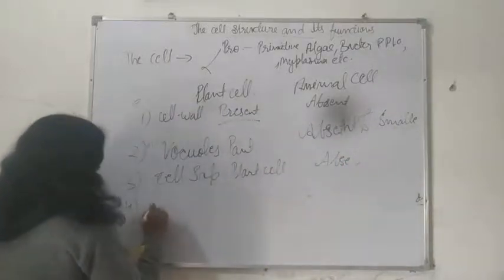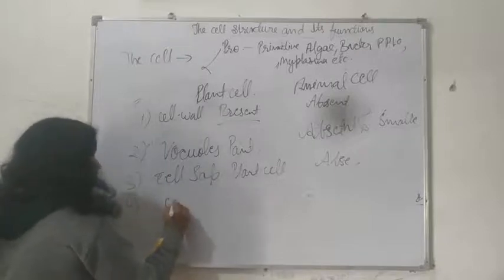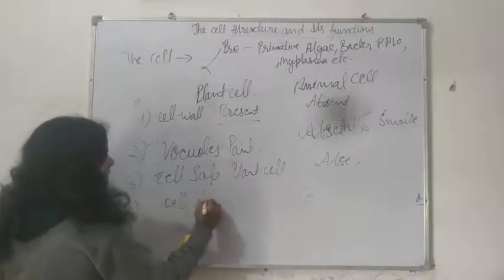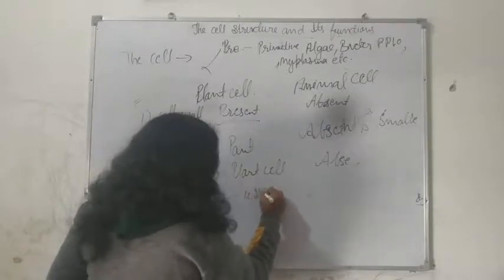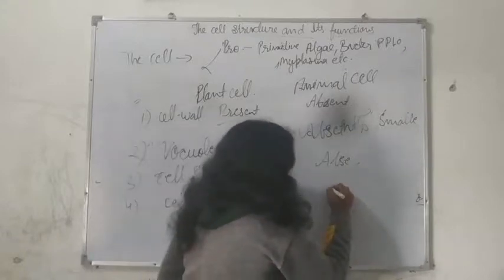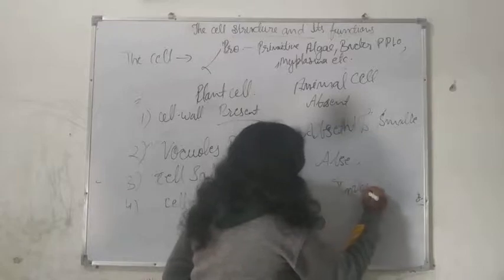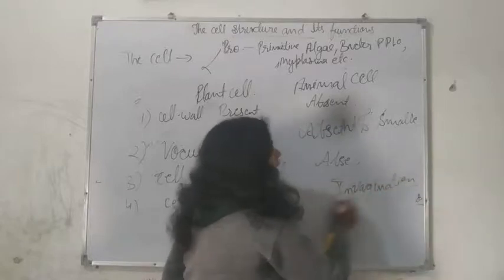Fourth, the cell plate or cell wall. In the plant cell, cell division is performed by the cell plate, whereas in the animal cell it is done by cell furrows, by the invagination of the cell. These are the main differences between the plant cell and animal cell.